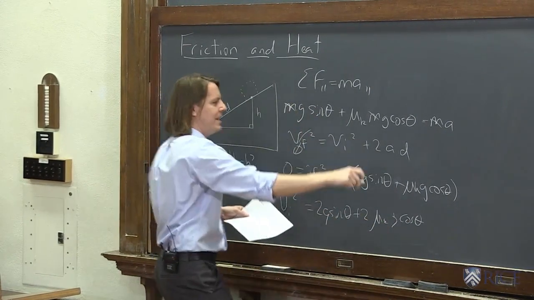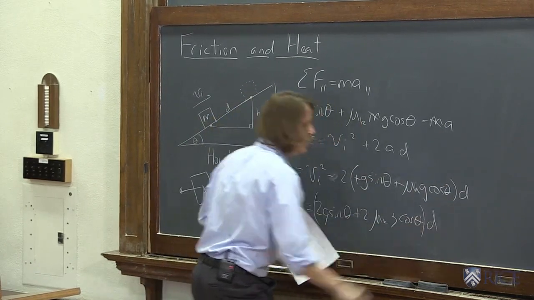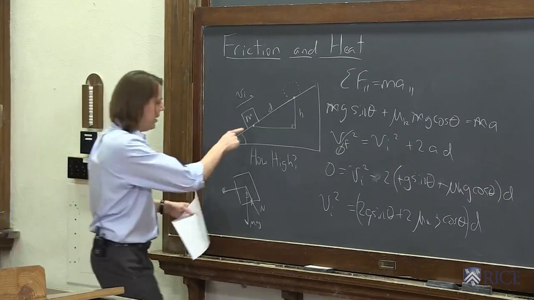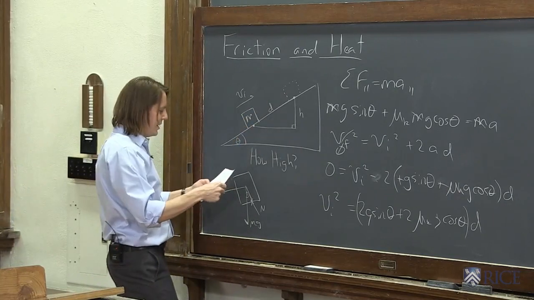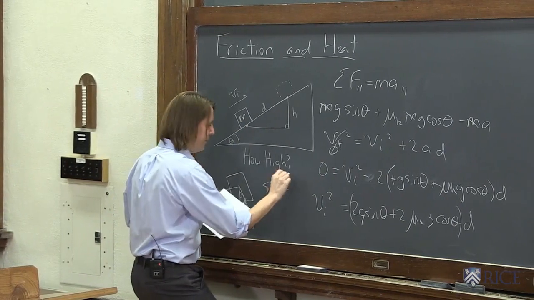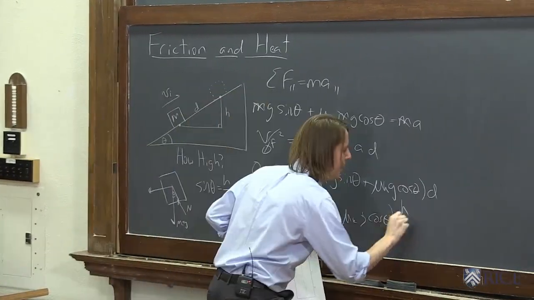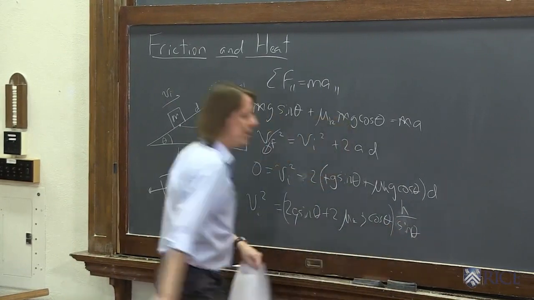Oh, I forgot the d. There's a d there, and therefore there is a d here. Oh, we've got to deal with the d now. We have d, but we really care about h, so we just need to use the relationship that sine theta equals h over d. So this d is equal to h over sine theta.